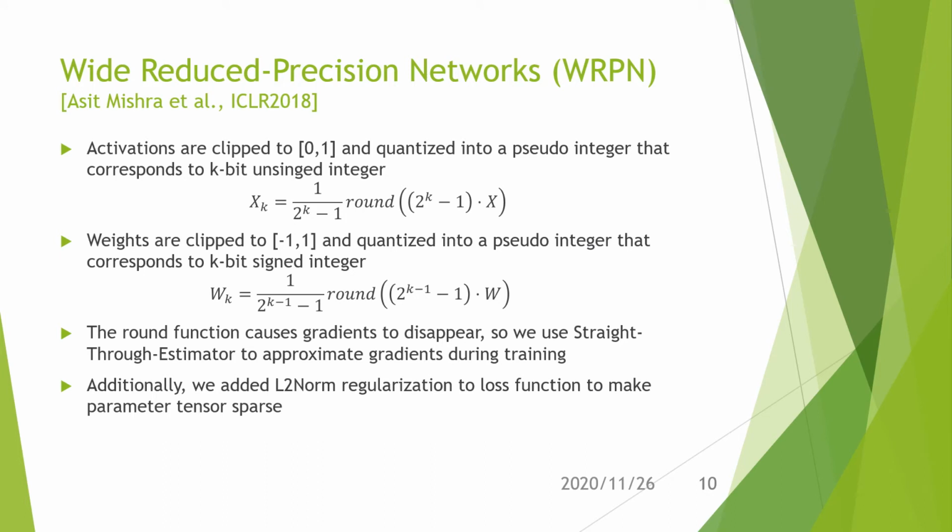WRPN is a kind of quantization algorithm for neural networks. Activations are clipped to 0 to 1 and quantized into pseudo integers that correspond to k-bit unsigned integers. Weights are clipped to -1 to 1 and quantized into pseudo integers that correspond to k-bit signed integers. The round function causes gradients to disappear, so we use the straight-through estimator to approximate gradients. We used L2 norm for the regularization algorithm.